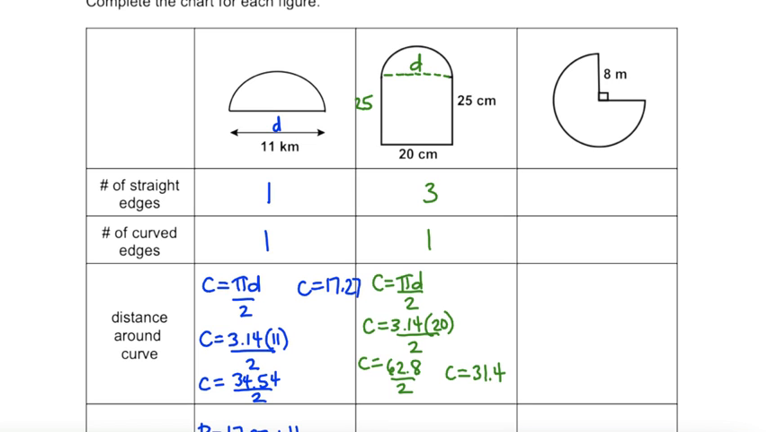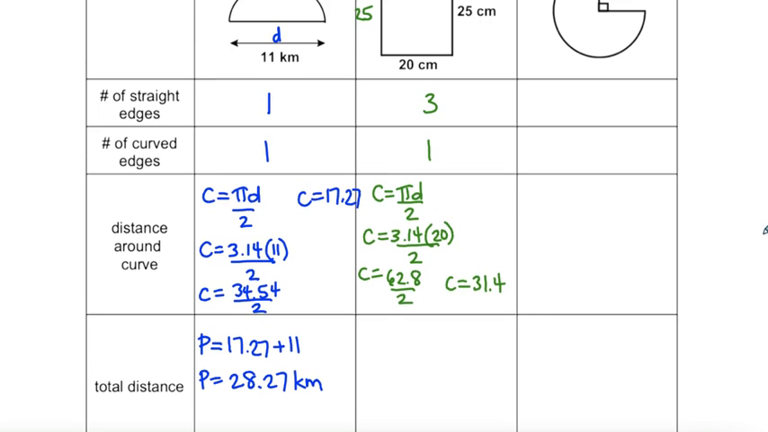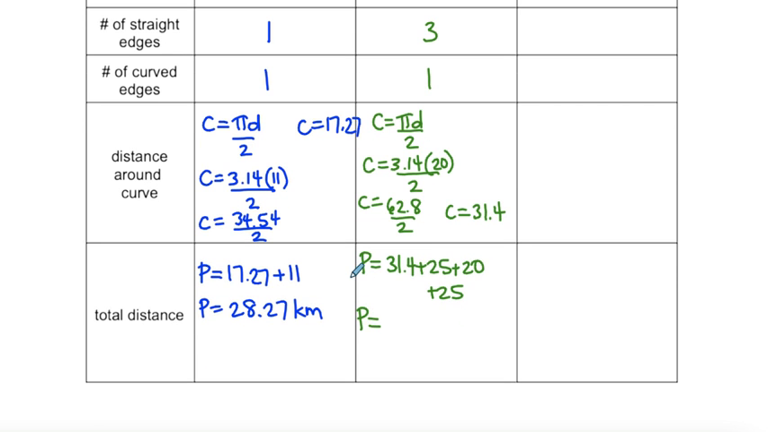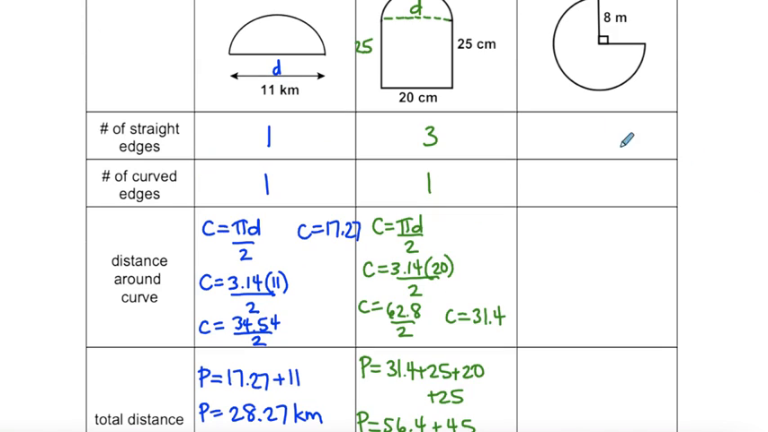So now that I've calculated my curved edge, I can calculate the total perimeter of my shape. So my total perimeter is 31.4 plus 25 plus 20 plus 25. 31.4 plus 25 is 56.4, and 20 plus 25 is 45. And 56.4 plus 45 is 101.4, and my units are centimeters.